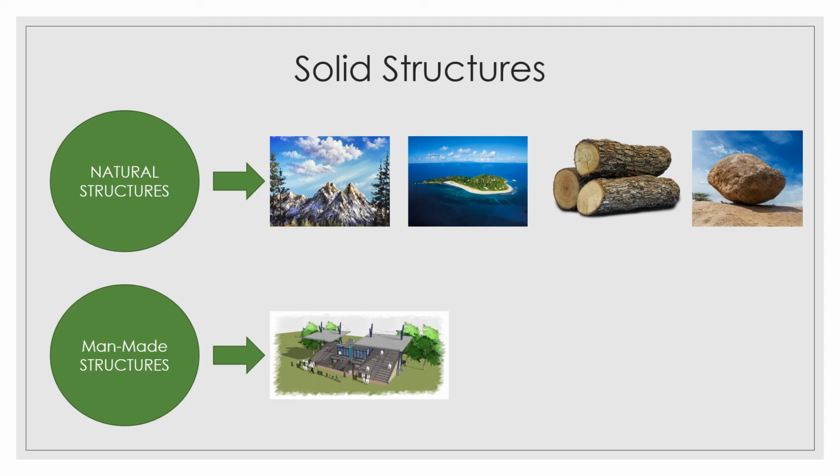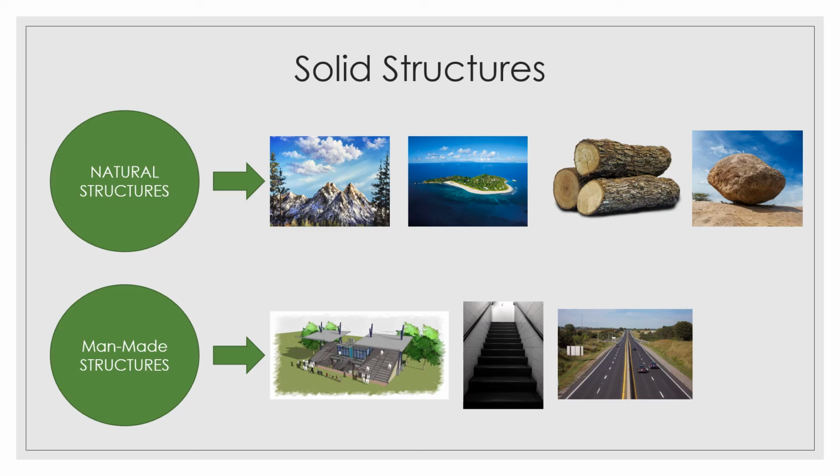A pavilion or a stand, stairs, a road, or a monument. So just a quick recap. There are two types of structures you find, natural or man-made. Within the natural structures, you also find some sort of structure. It is either a frame structure, a shell structure, or a solid structure.